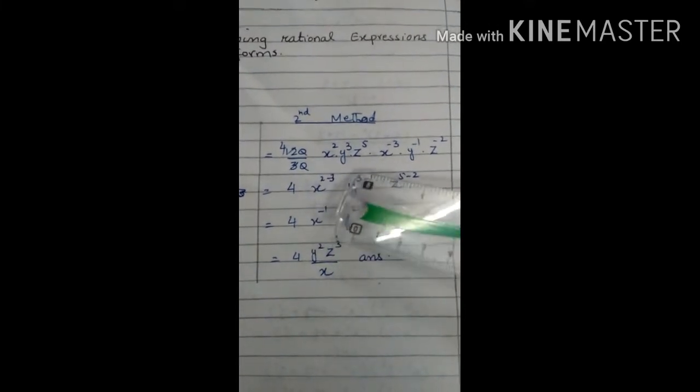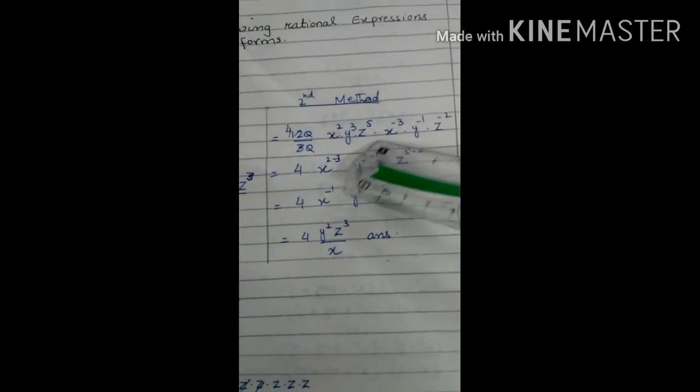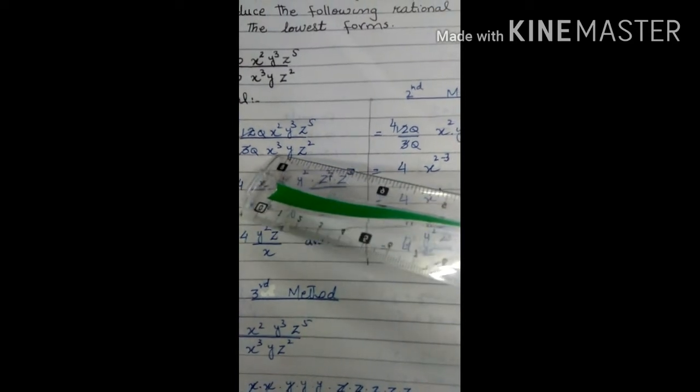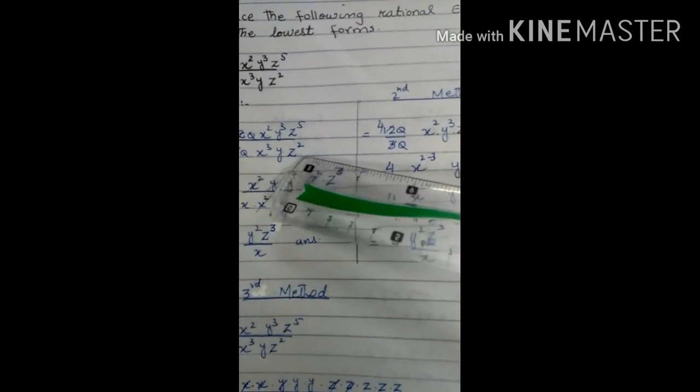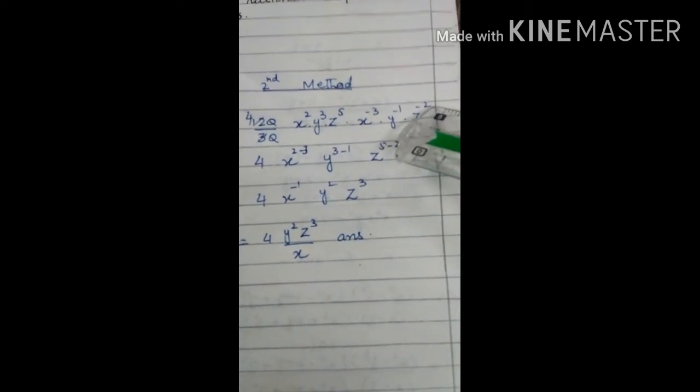120 divided by 30 is equal to 4. Now in this, what we have done, just see, we have taken the denominator's variables into the numerator: x, y and z. In the denominator, x had the positive powers 3, y 1 and z square. When we take these three variables in the numerator, the powers' signs will change: x minus 3, y minus 1 and z minus 2.